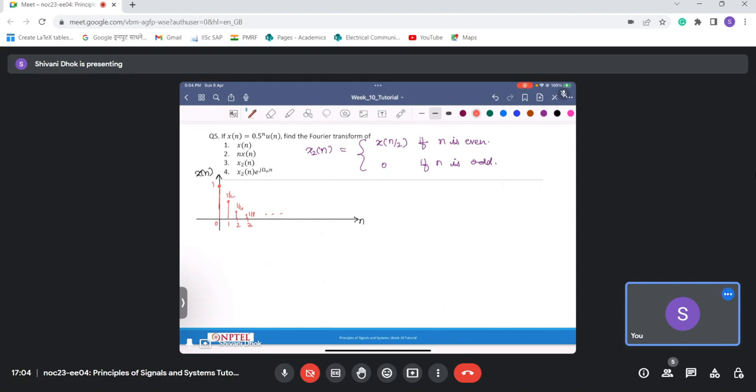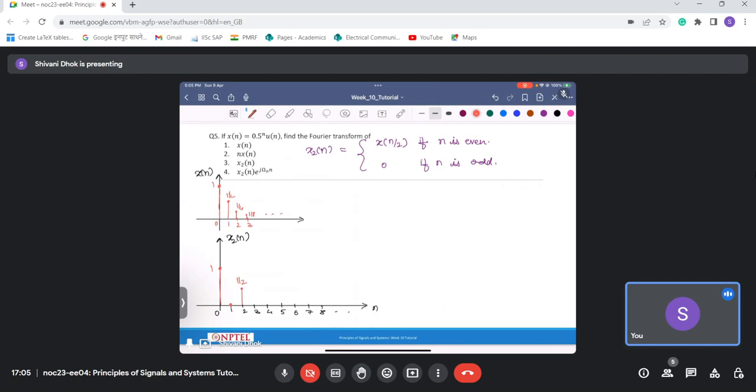Now let us consider x2[n]. So this is 0, 1, 2, 3, 4, 5, 6, 7, 8 and so on. At n equal to 0, it is x2 of 0, which is x of 0 by 2, which is x[0]. So it is equal to 1 here as it is. Then at n equal to 1, 1 is an odd number, so here it will be 0. Then at 2, it is x of 2 by 2, which is equal to x[1]. And x[1] takes the value 1 by 2, which is something like this.